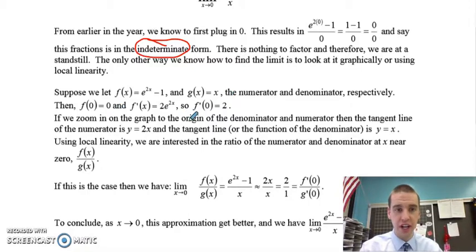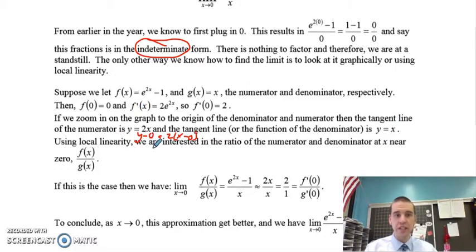And if we zoom in on the graph to the origin of the numerator and denominator, then the tangent line that we're likely to see is going to be 2x. The reason being, we did y minus 0 equals 2 times (x minus 0), you get y equals 2x. So this is the equation of the numerator. We also get y equals x is the equation of the denominator. Slope of 1, the derivative of x is 1.